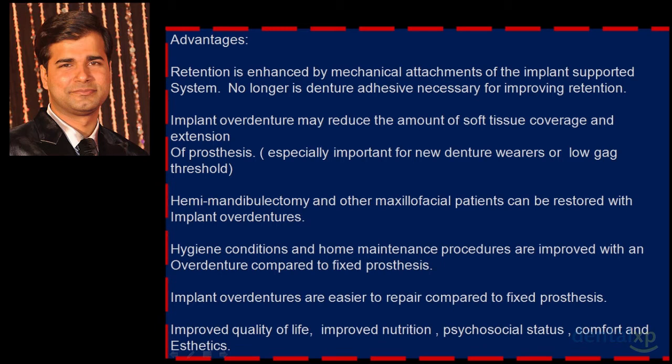The implant overdentures may also reduce the amount of soft tissue coverage and the extension of the prosthesis. This is especially important for new denture wearers or those who have low gagging thresholds. The existence of a labial flange in conventional dentures may result in exaggerated facial contours for the patient with recent extractions. Implant supported prostheses do not require labial extensions or an extended soft tissue coverage.